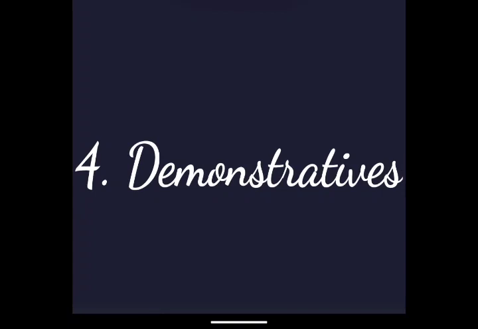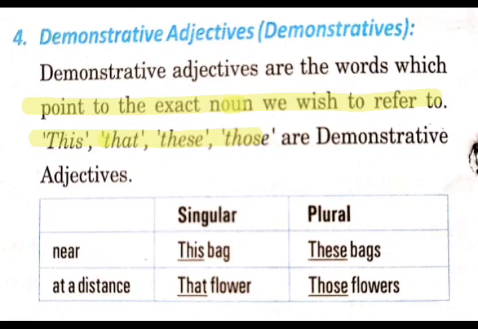Okay. Now the fourth type of adjectives are demonstrative adjectives. Demonstratives are the words which are used to point the exact noun we wish to refer to. So whenever we want to point towards any noun, we use demonstratives. This, that, these, those are demonstrative adjectives. And we all have learned how to use these demonstratives in the chapter determiners as well.